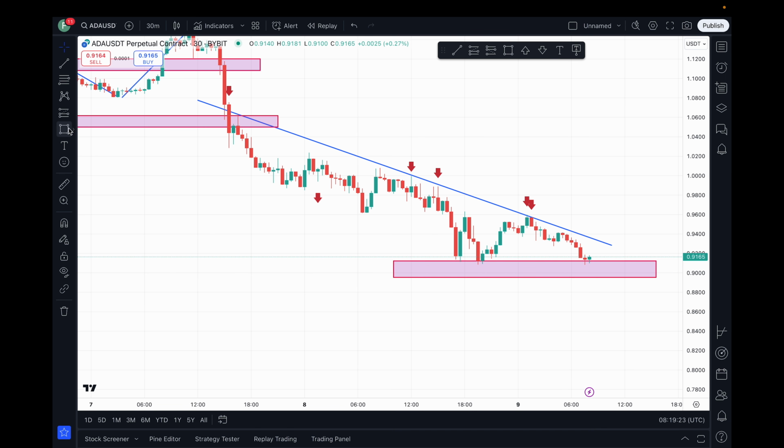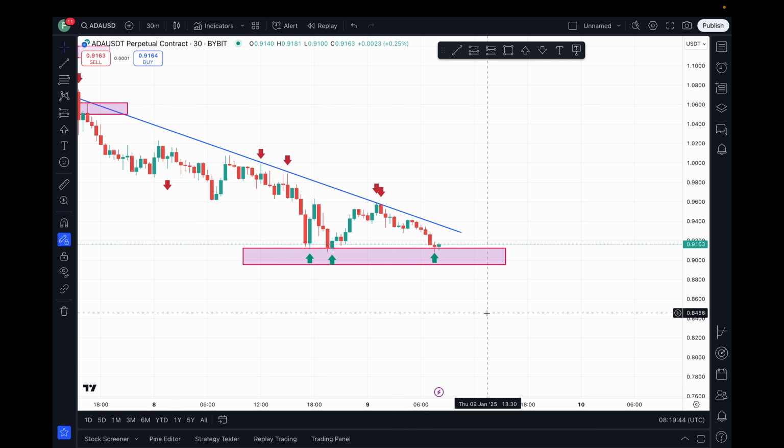So let me use my arrow to show you. You can see at this point, we have a rejection, and we have a rejection right here, and we have a rejection. So it is touching 3 rejections on the chart. So you can see it is still valid. If you are doing analysis, at this point what you want to check out for is maybe if there will be a reversal.